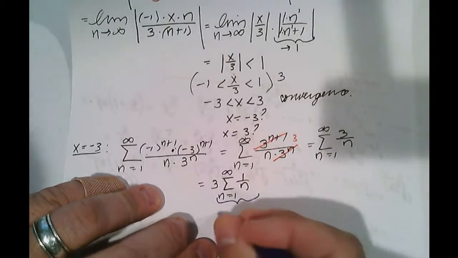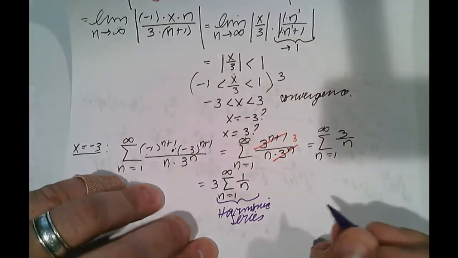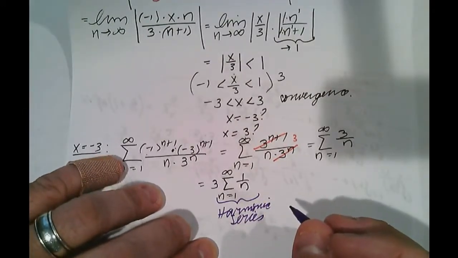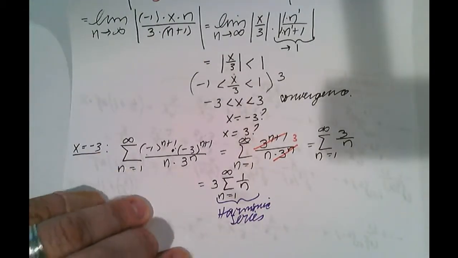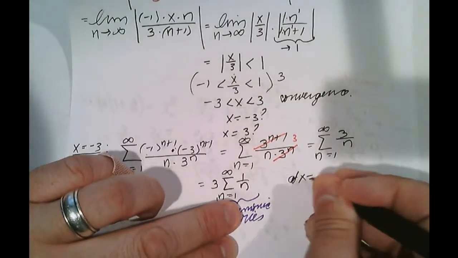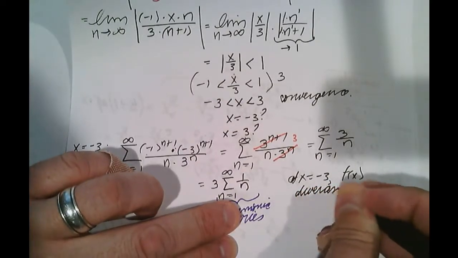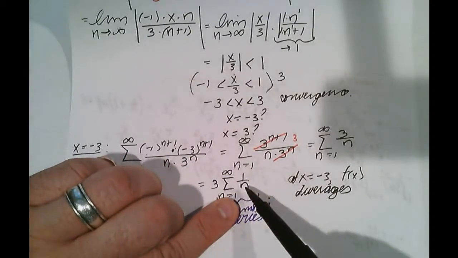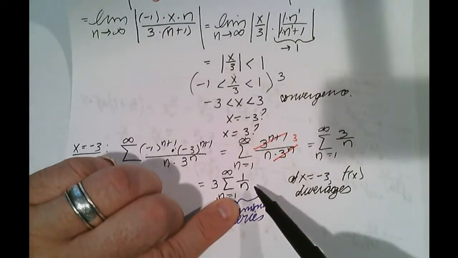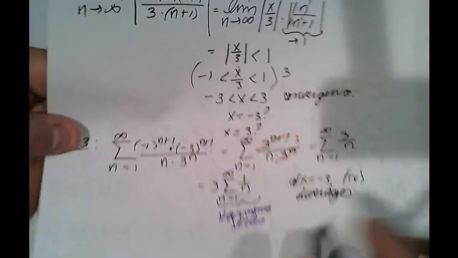What we know is that this is the harmonic series. And what does the harmonic series do? The harmonic series diverges. So what this means is that at x equals -3, f of x diverges. Because really what we have is just 3 times the harmonic series. Harmonic series diverges, so our series must diverge at x equals -3. Let's keep going because we still need to test at x equals +3.